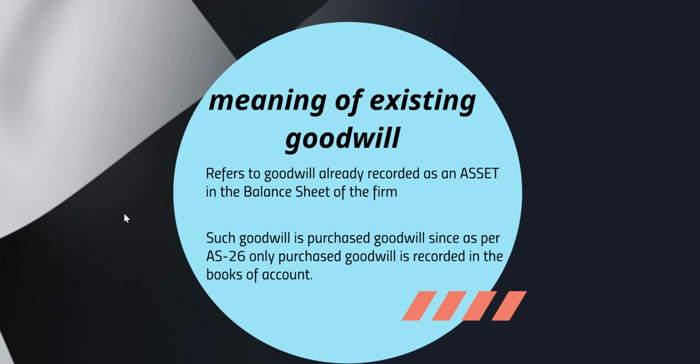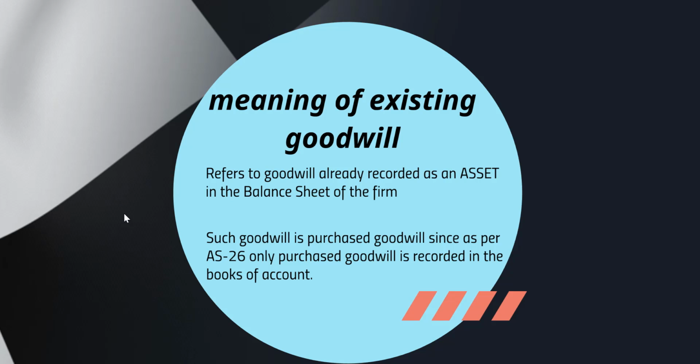So in the balance sheet of the firm which is given, goodwill already appears as an asset, and this goodwill is referred to as existing goodwill. Now in small sums where the balance sheet would not be given, the phrase "goodwill appears in the books as rupees XXX" will be mentioned.